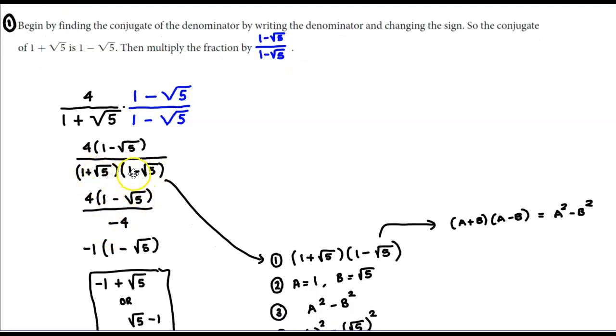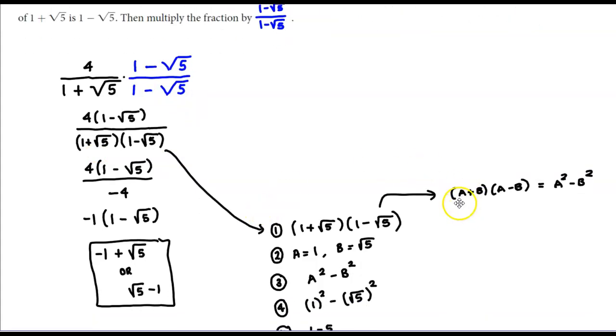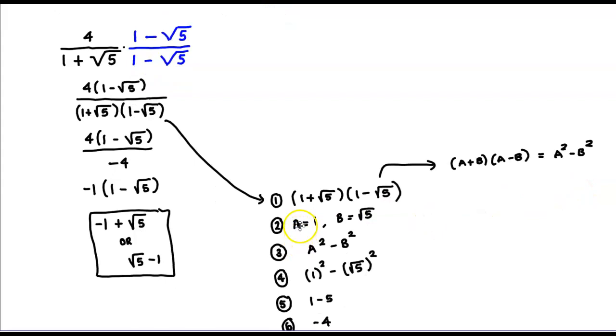And because these signs are opposites, what it's always going to be able to do in this scenario is give you the difference of squares. What does it mean for the difference of squares? It's when you multiply a plus b times a minus b, you then get a squared minus b squared. So if we take a look at this, we have 1 plus the square root of 5 times 1 minus the square root of 5.